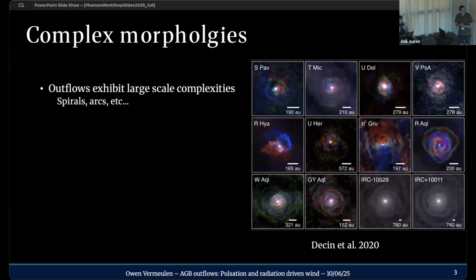We also saw yesterday that we expected these stars to be quasi-spherically symmetric. However, thanks to recent observations where we can actually resolve these outflows, we now see a wide variety of complexities arise, for example spiral arcs and even bipolar outflows, with the main hypothesis being that this is caused by a hidden companion orbiting in the outflow created by the AGB star.